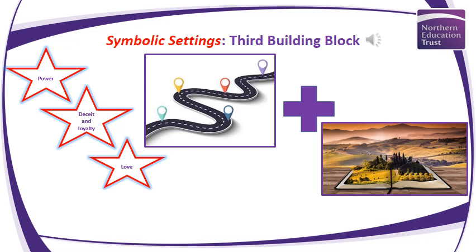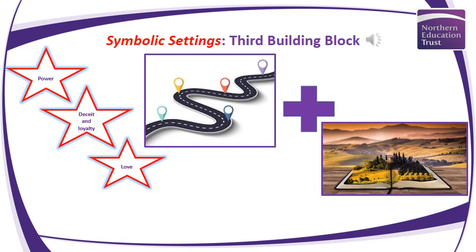So my third building block in terms of how to teach Shakespearean drama effectively, we've got a multi-layered approach of conceptual ideas along with the semantic field. We've got the journey of characters, and alongside that the narrative of the play. The third thing I'd like you to think about is the idea of symbolic settings. So places in a play that represent a particular thing.